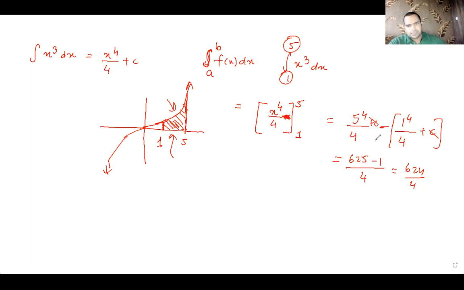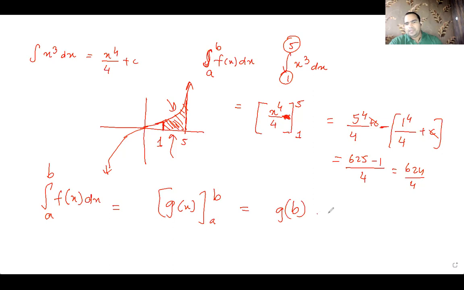So that's the first thing, that when you evaluate the integrals, you get a value as the outcome. Suppose there is a function f of x with the limits a and b. If you integrate this, assume that the integration is g of x, and you put a and b here, it'll be g of b minus g of a.